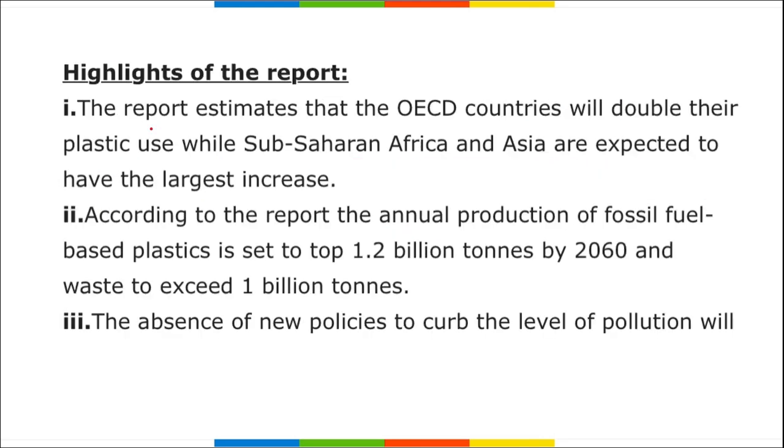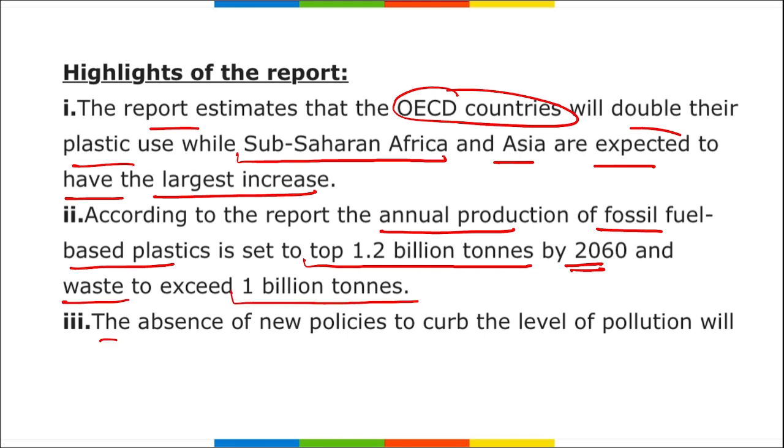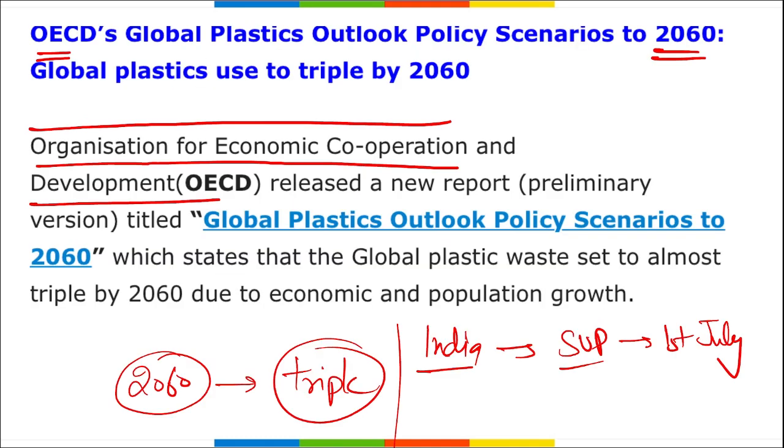The report also estimates that OECD countries will double their plastic use while sub-Saharan Africa and Asia are expected to have the largest increase in plastics. According to the report, the annual production of fossil fuel based plastics is set to top 1.2 billion tons by 2060 and waste is expected to exceed 1 billion tons. The absence of new policies to curb the level of pollution will definitely impact our environment and create a huge amount of plastic pollution. Alright, so this was OECD's report on the Global Plastics Outlook policy scenario for 2060.